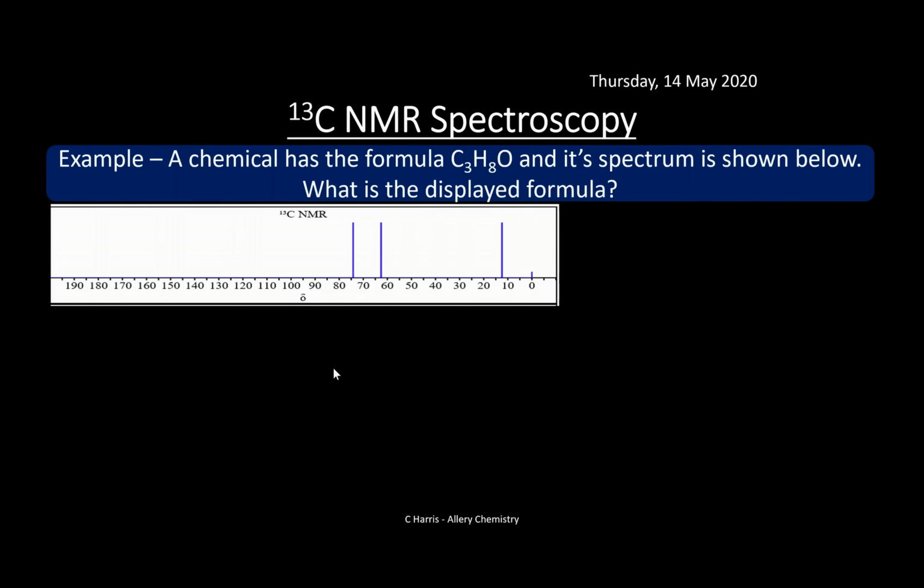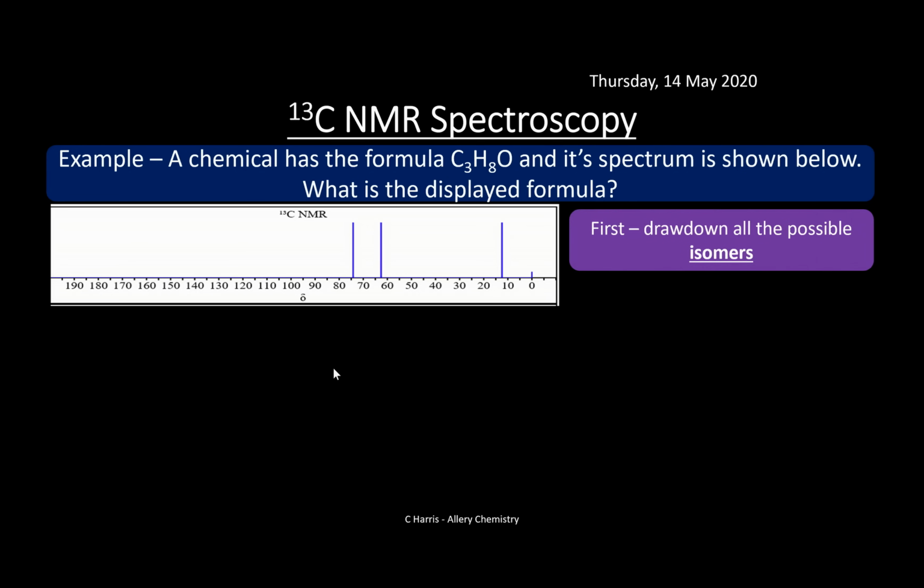Okay, so for example, let's say a chemical has the formula C3H8O and its spectrum is shown below. So we've got the spectrum there. What is the displayed formula? Okay, so that's all we've been given. We've been told what its molecular formula is, and we've been given the spectrum, and we have to work out what this is.